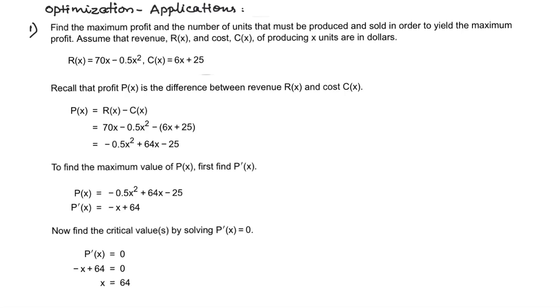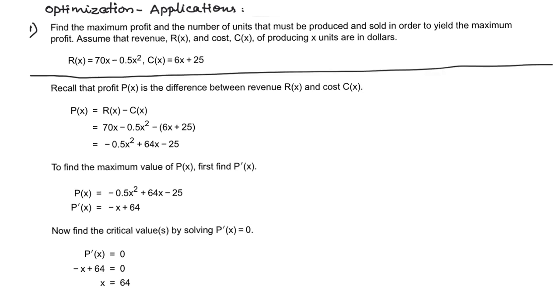Let's do some examples on optimization. Optimization means maximize or minimize a function. Usually there will be two equations. One will be the objective function, the function which we need to maximize or minimize. The other one will be a constraint, based on which we will be maximizing or minimizing the function.